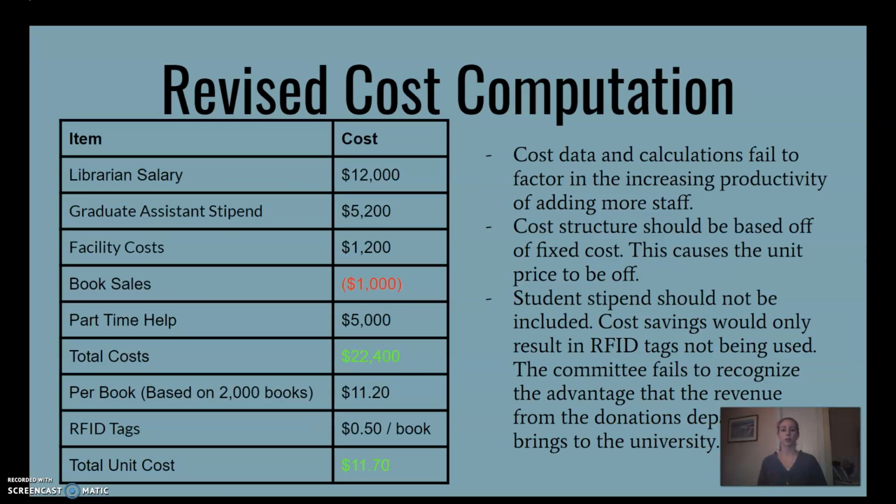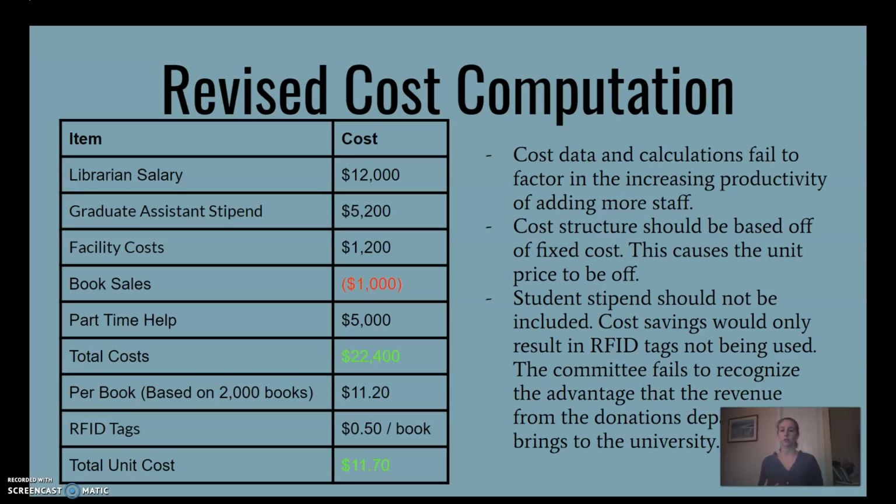Going into the revised cost computation, on the left you see what I have deemed as how the committee should look at it and what they should take into consideration. And again, the $1,000 book sales should be deducted to get that total cost. And the total unit cost should be $11.70.